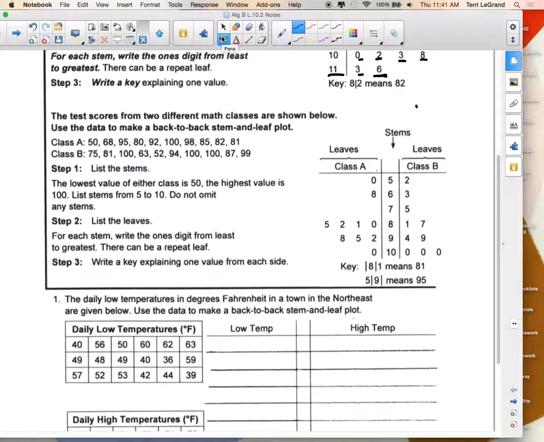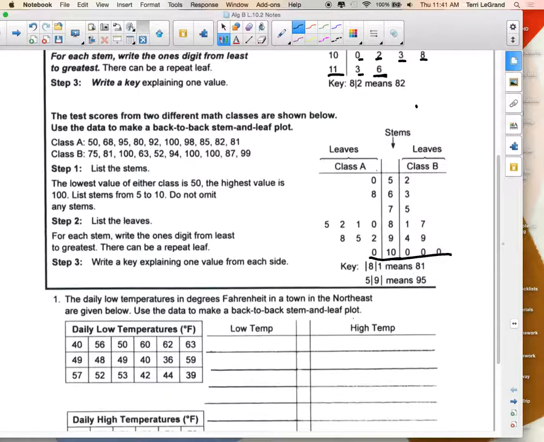So in class A, that student got 100. One student got an ace on the test in class A. Anybody ace it in class B? How many? 3 of them. 3 of them got 100.